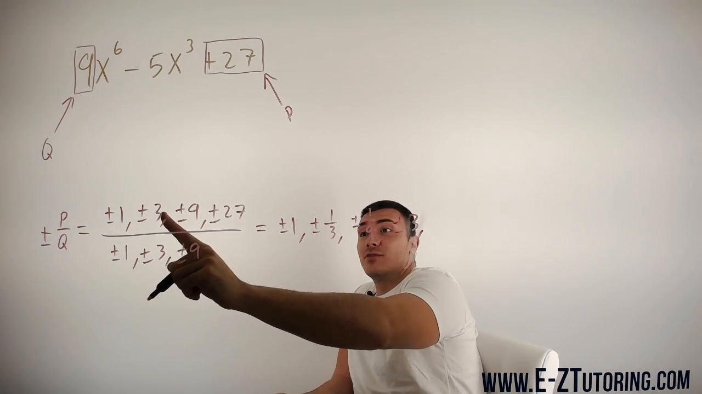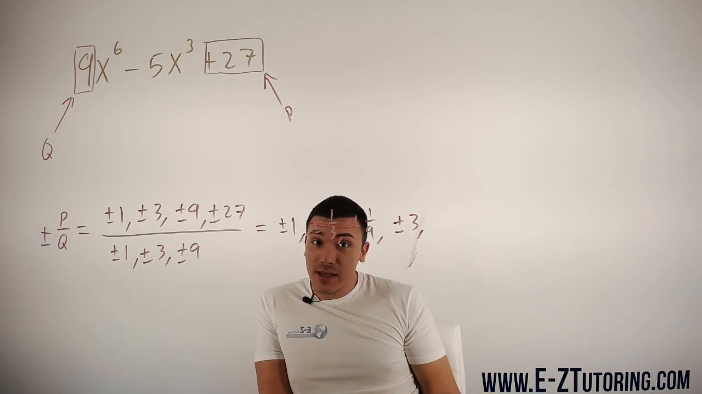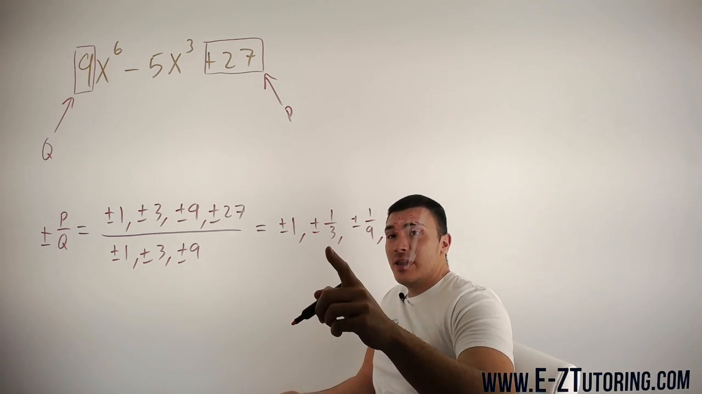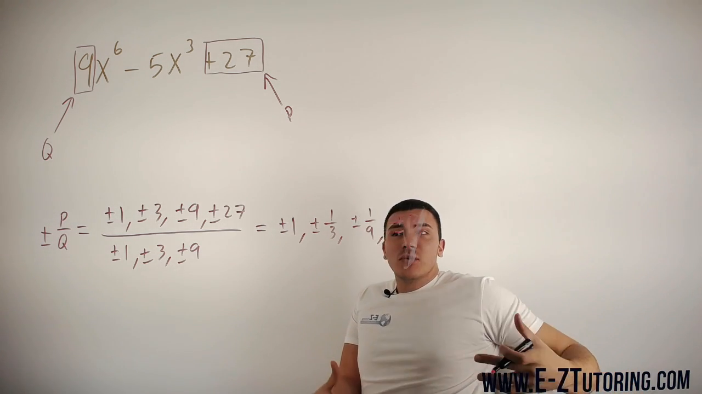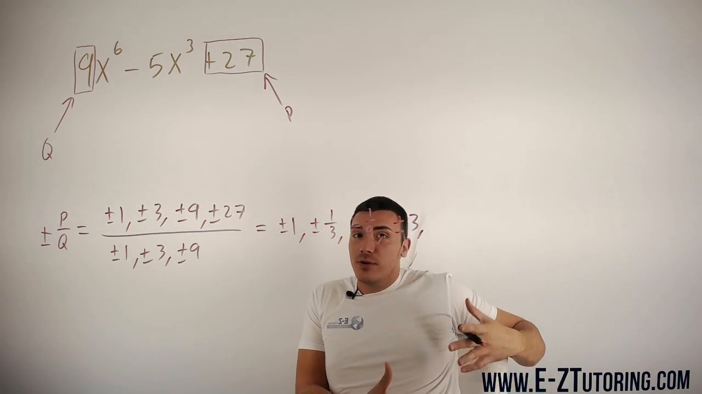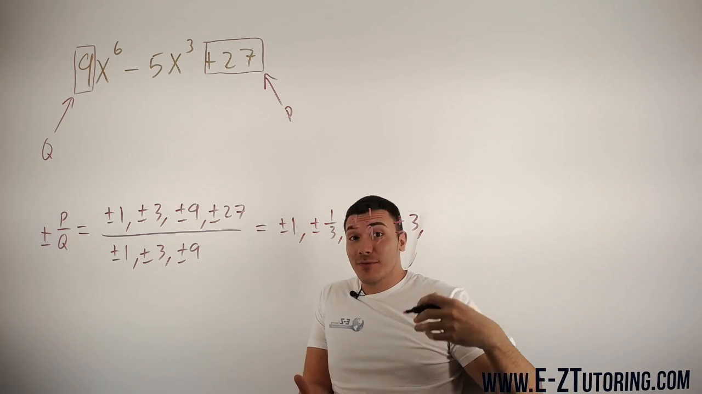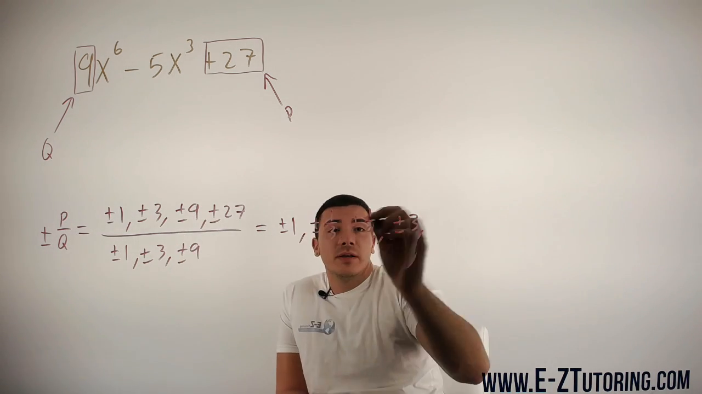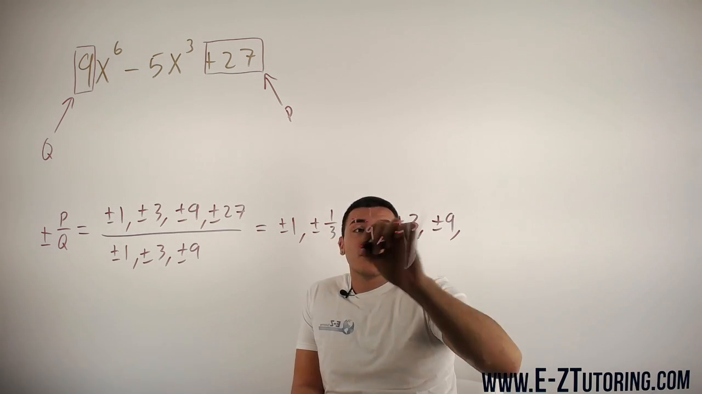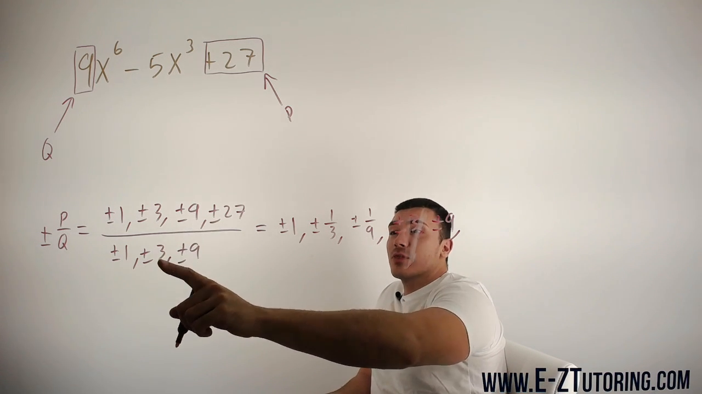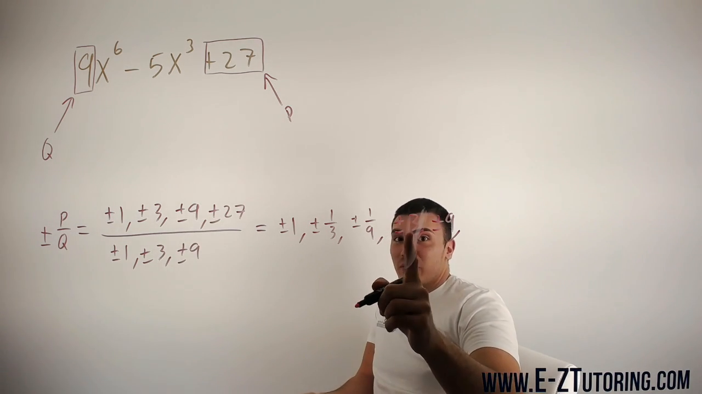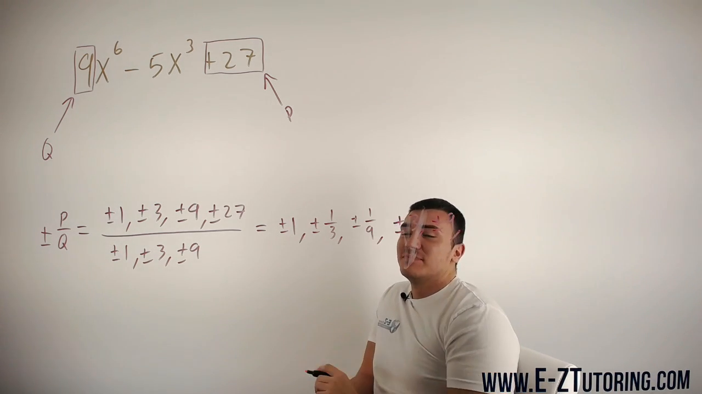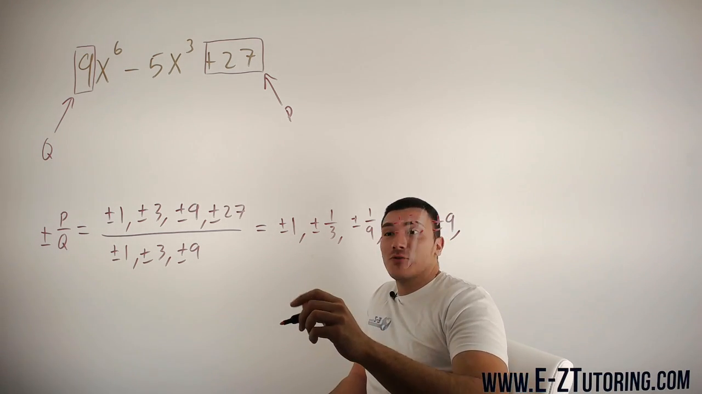And another thing, 3 over 9 is really the same as 1 over 3. And we already wrote 1 over 3 right here. So when you do these combinations, you need to make sure that you're not rewriting some of your zeros, because that will just make your life harder. So 9 over 1, that one we have not written down, plus or minus 9. However, 9 over 3 is just 3. We already wrote that. 9 over 9 is just 1. We already wrote that.